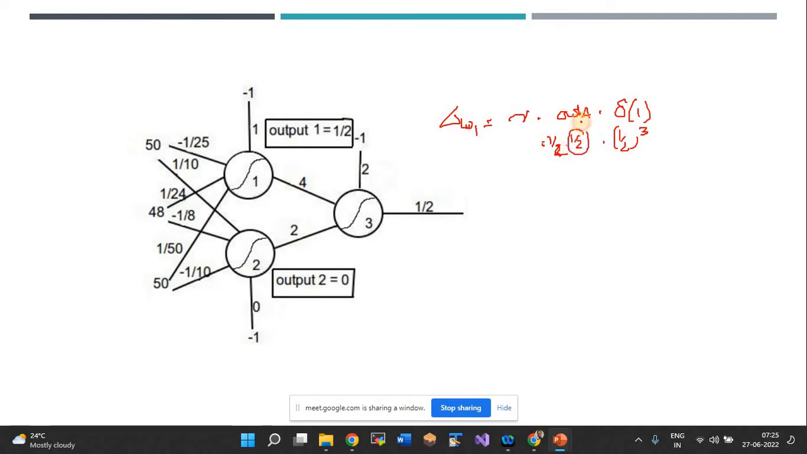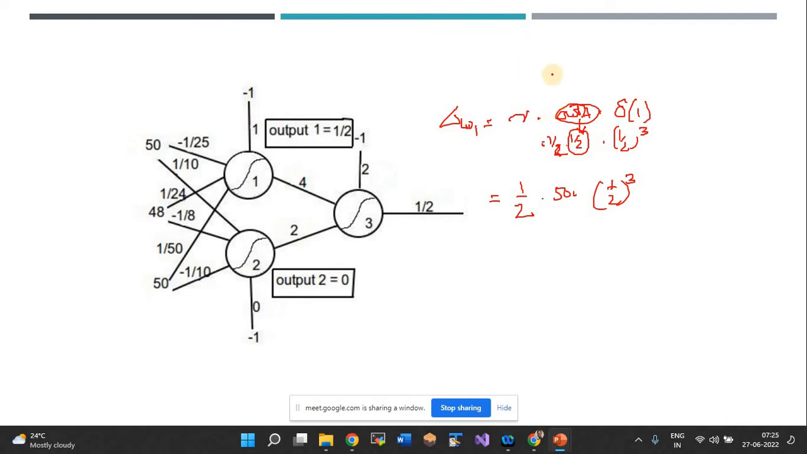And this one was what was wrong. This one is supposed to be learning rate half times 50 times half to the power of 3. Why? Because I remember just now, what did we do?